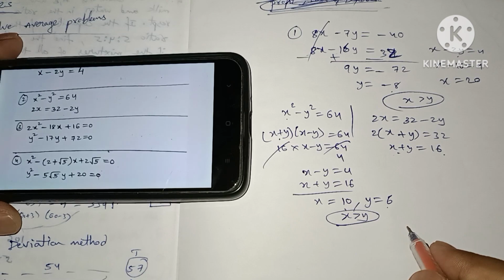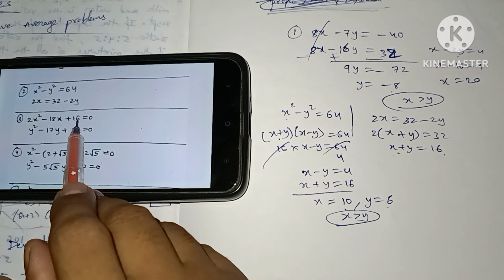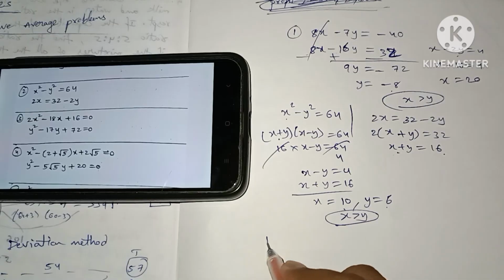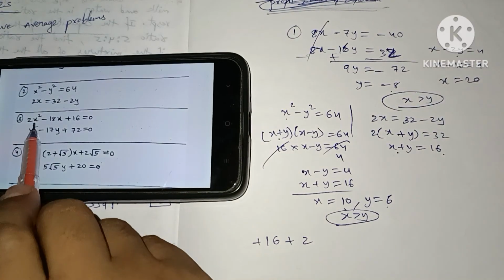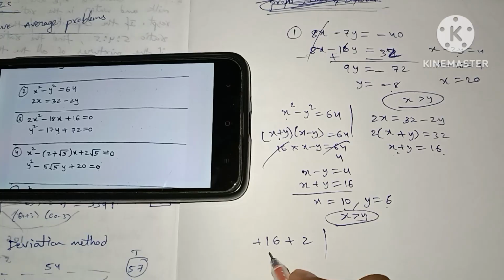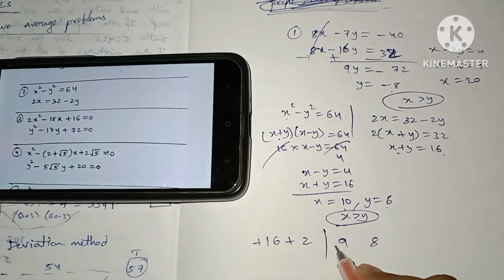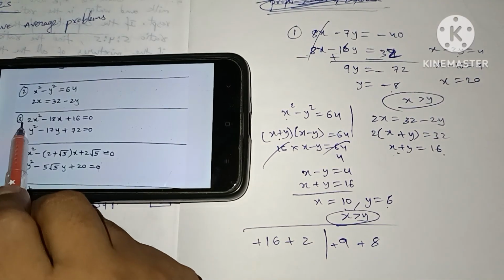Question number 3. 2x² minus 18x plus 16 equals 0. 2 times 16 is 32, and we need to get 18. So the roots are 16 and 2, and both the roots are positive because of the minus and plus signs. Okay, next, here 72. 9 times 8 is 72, and the roots are positive.